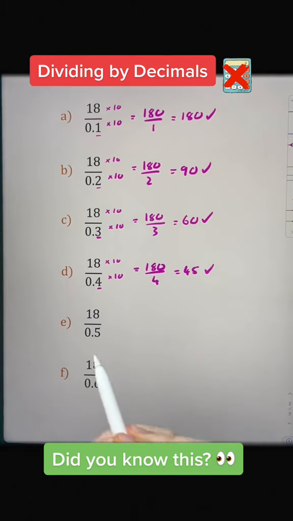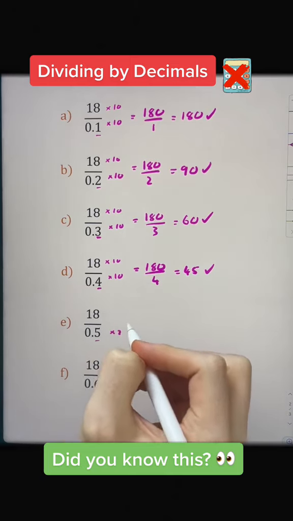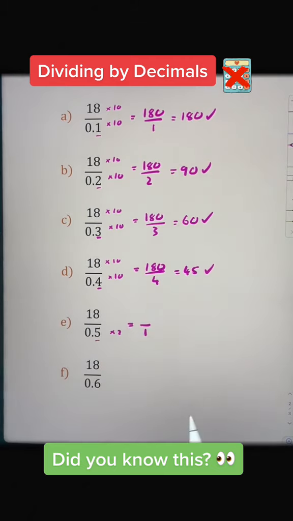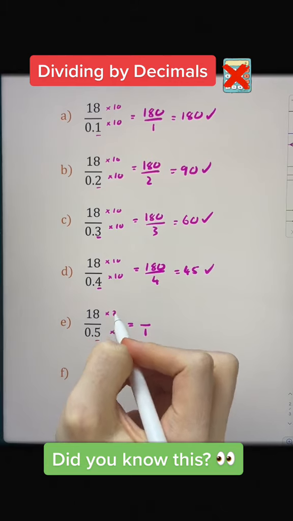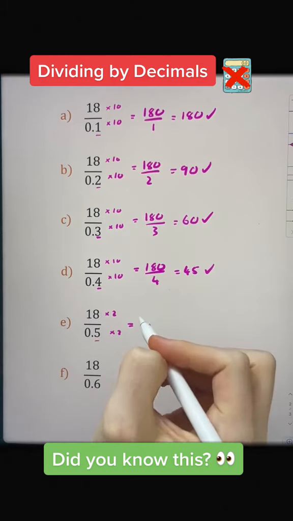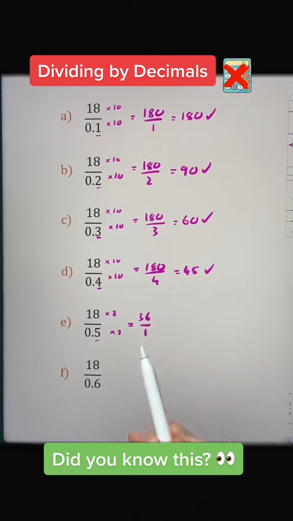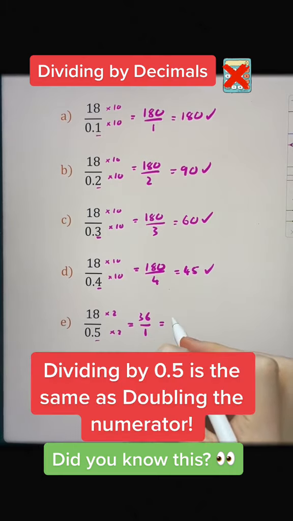For part E, again as I've got one digit after the decimal point, I could start by multiplying the top and bottom of my fraction by 10. But in this case, I notice that 0.5 is a nice number, because I can times 0.5 by 2 to get the denominator out of 1. Therefore, to keep my fraction equivalent, I must multiply the numerator also by 2. 18 times 2 gives us 36, and anything divided by 1 is just itself, so 36 divided by 1 is simply 36.